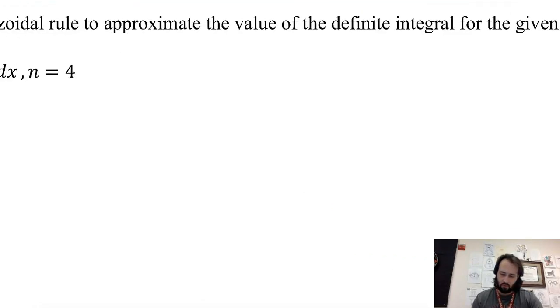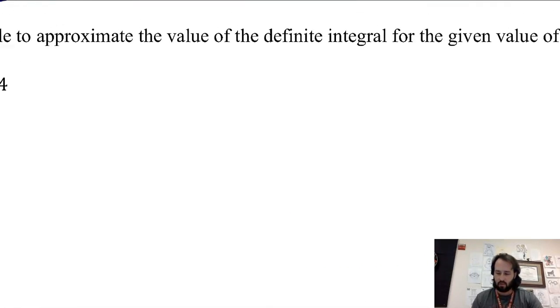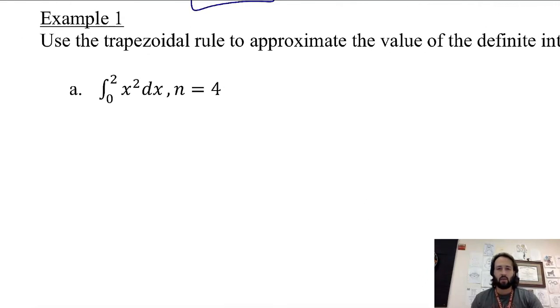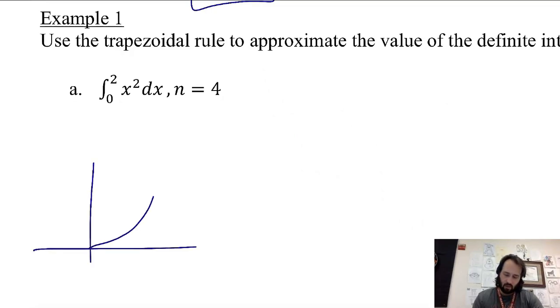Use the trapezoidal rule to approximate the value of the definite integral for the given value of n. The given value of n is how many subintervals they want you to take. So I'm going from 0 to 2 for x squared. If I think about my graph, here's 0, here's 1, here's 2, and if I want 4 equal subintervals, that means I'd have 0, 1/2, 1, 3/2, and 2. So I have 1, 2, 3, and 4 equal intervals. I have the trapezoids going here, so this will be an over approximation.